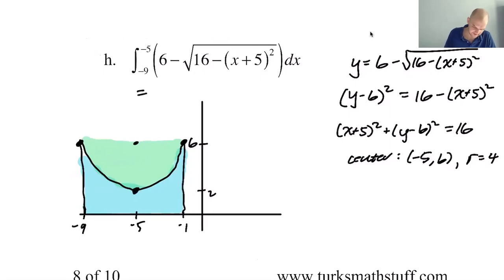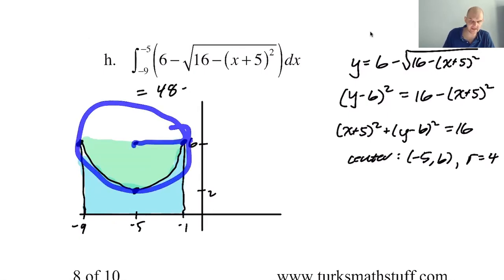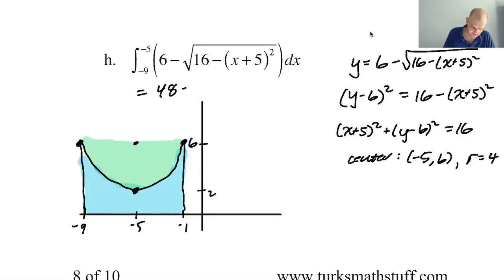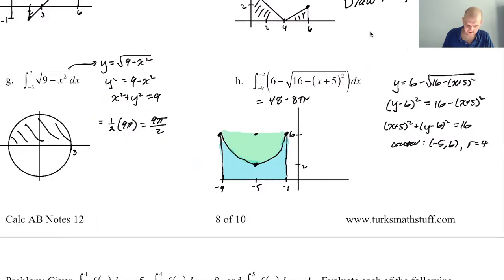So the full rectangle would be 8 by 6, so that's 48, minus the circle, which has a radius of 4, so an area of 16π, but only half of it. So minus 8π, I think. I think that's going to be right. From −9 to −5, yeah, I think that's going to be right.